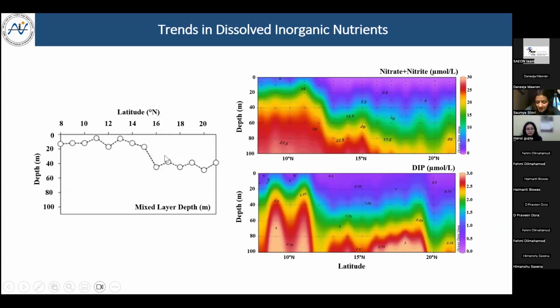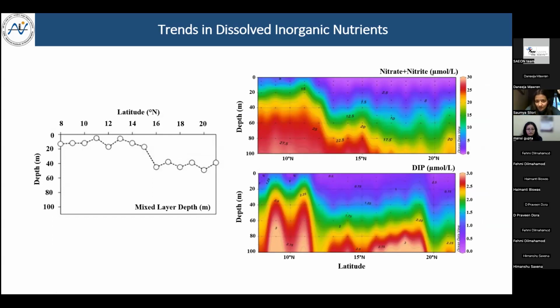Here I've looked at the distribution of dissolved nitrate and nitrite, and dissolved inorganic phosphate. We see that these nutrient-rich waters reach closer to the surface in the south, whereas the nutricline for both of these nutrients is quite deeper in the north. Here I've not shown dissolved inorganic silicate, but even silicate has a similar pattern to the other inorganic nutrients.